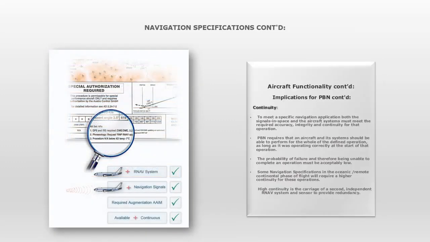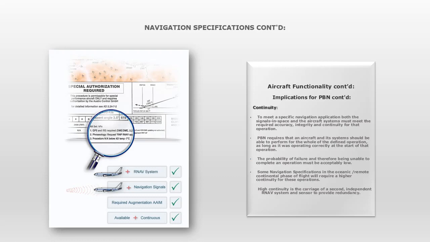Aircraft functionality. Continue. Implications for PBN. Continue. Continuity. To meet a specific navigation application, both the signals in space and the aircraft systems must meet the required accuracy, integrity and continuity for that operation. PBN requires that an aircraft and its systems should be able to perform for the whole of the defined operation, as long as it was operating correctly at the start of that operation. The probability of failure and therefore being unable to complete an operation must be acceptably low.